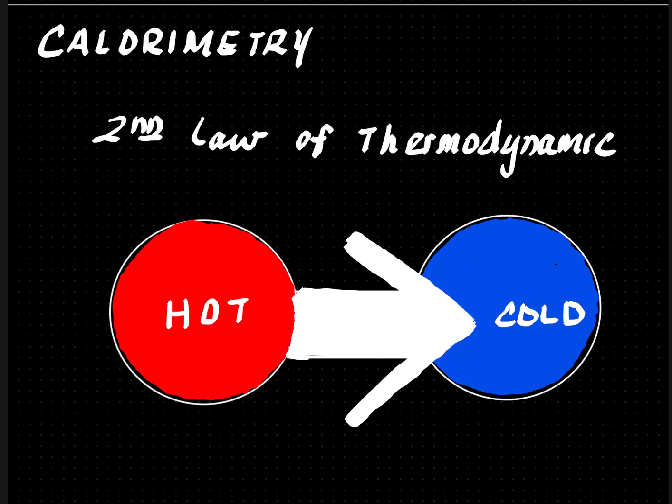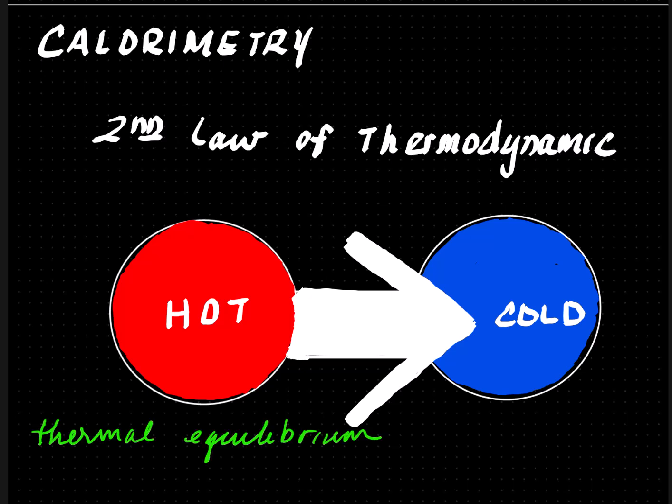Every single calorimetry problem involves the first and second law of thermodynamics. The first law of thermodynamics states that energy is conserved, that it cannot be created or destroyed, but transferred from one substance to another. The second law of thermodynamics states that heat is always transferred from hot to cold. So anything that is hot will give off that heat. Anything that is cold will absorb that heat until they reach something called thermal equilibrium.